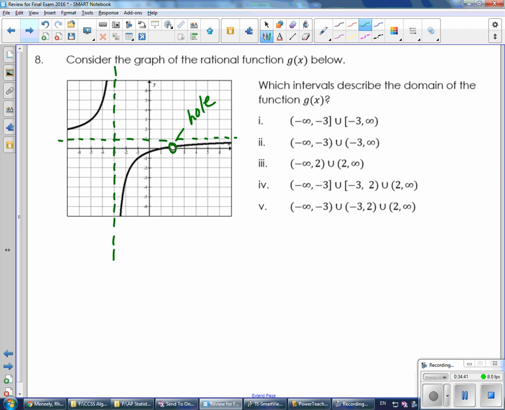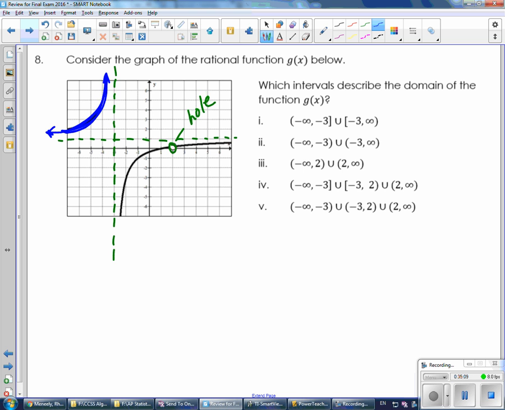This question is asking me to determine the interval that describes the domain of the function. So I want to describe all of the possible x values. My x values are going to get split up because of the asymptotes and because of the holes. So there's actually going to be 3 parts to my domain, because I've got this section of my graph here, and that's going to go on forever and ever and ever.